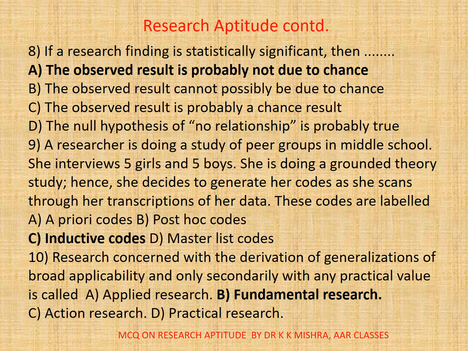9. A researcher is doing a study of peer groups in middle school. She interviews 5 girls and 5 boys. She is doing a grounded theory study, hence she decides to generate her codes as she scans through the transcriptions of her data. These codes are labeled A. Priori codes, B. Post hoc codes, C. Inductive codes, or D. Masterized codes. Correct option is C. Inductive codes.